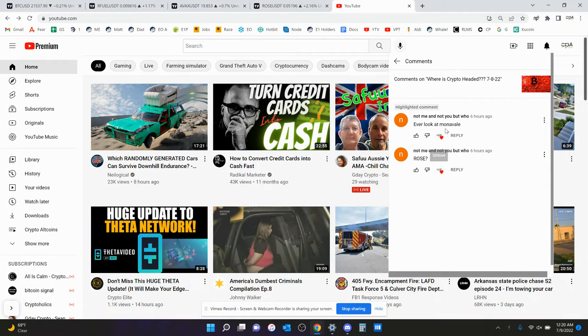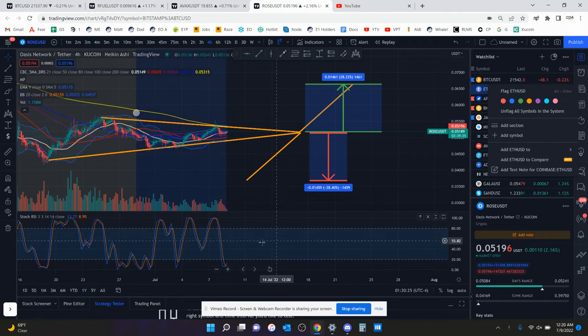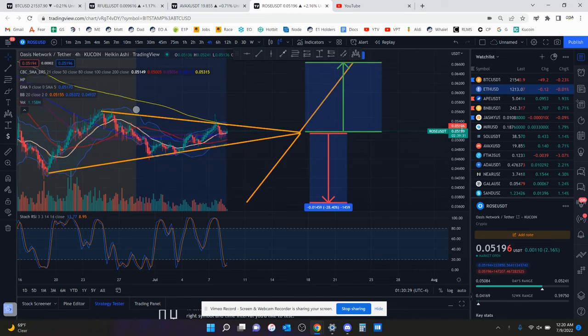So there was a request to look at Moonville. That's only on Uniswap, so I'm not going to look at that. But Rose, I looked at Rose, and it is on KuCoin. So this is interesting. So it's in a pattern.